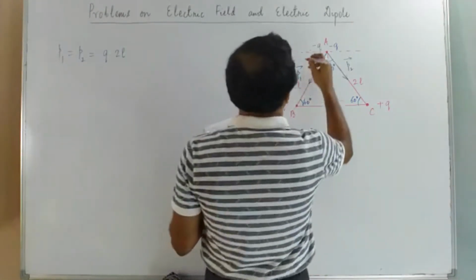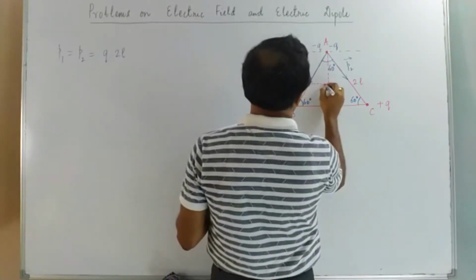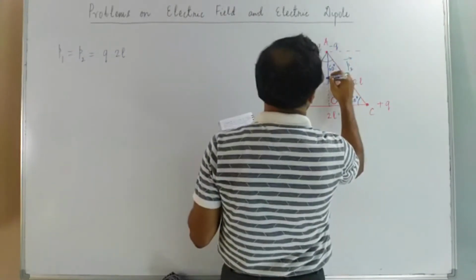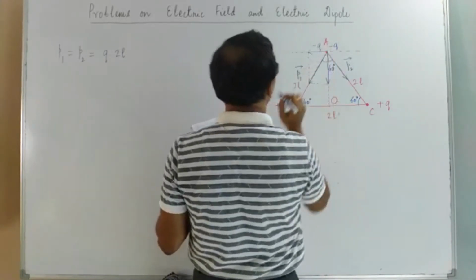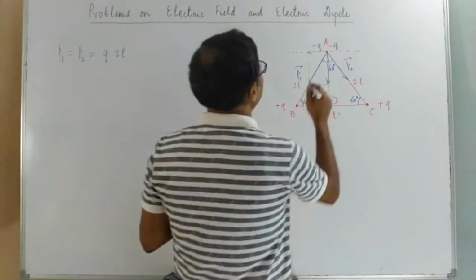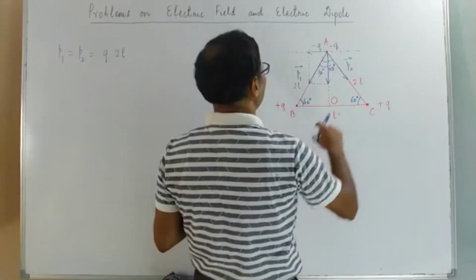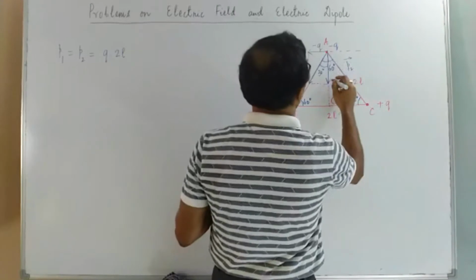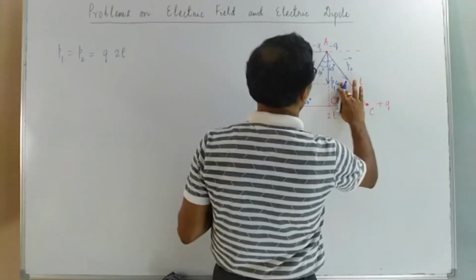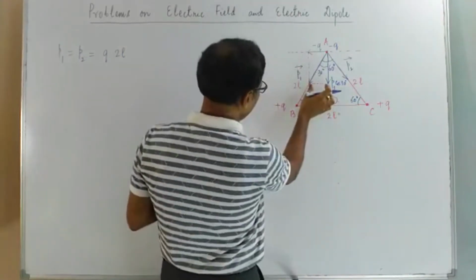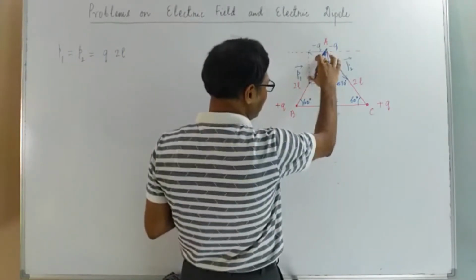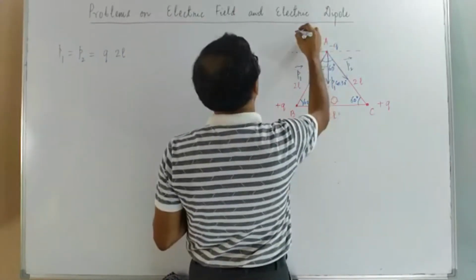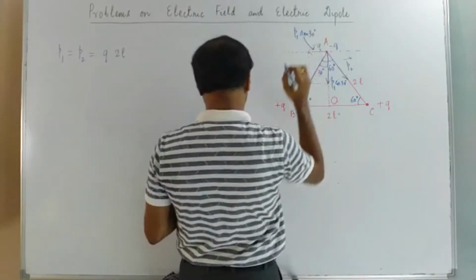If we consider components of P1, one component will be acting along this and the other component will be acting along this. This angle is now 30 degree. So you see that base by hypotenuse is equal to cos theta. So base is equal to hypotenuse into cos theta. So this component is P1 cos theta, or cos 30 degree in this case. Similarly, perpendicular by hypotenuse is equal to sin theta. So perpendicular is equal to hypotenuse into sin theta. So this component is P1 sin 30 degree.